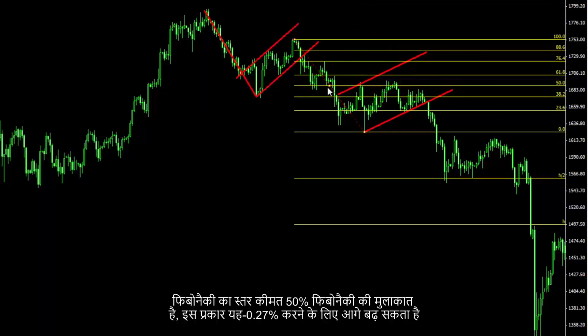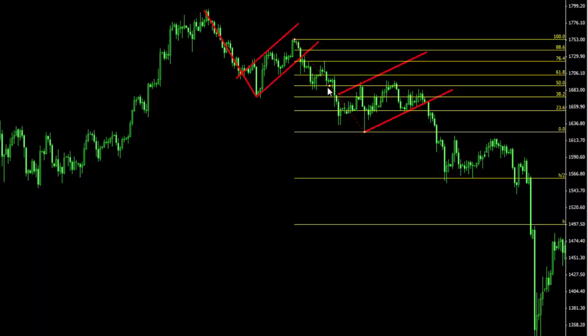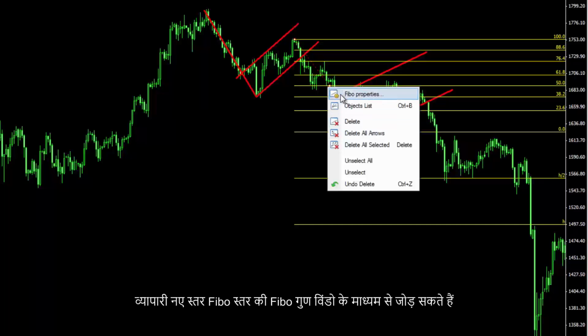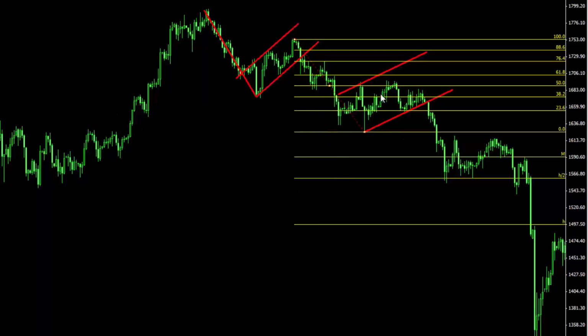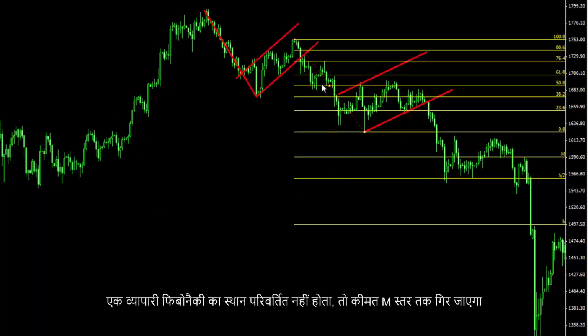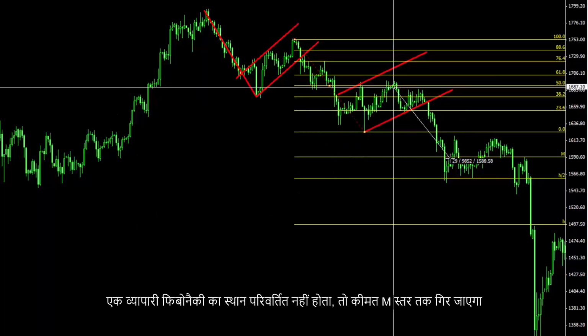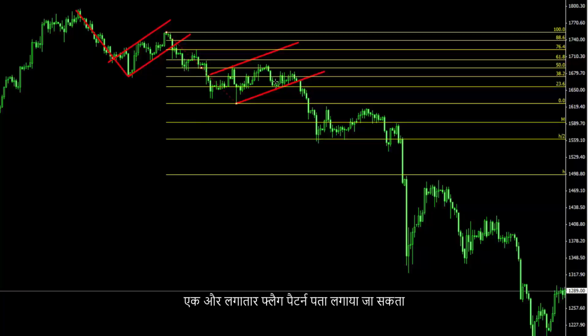Price has met 50% of Fibonacci, thus it may proceed to the minus 0.27 level of Fibonacci. A trader can add the new level through the Fibo levels of the Fibo Properties window. A trader can enter M in a description field. If a trader does not change the location of Fibonacci, price would fall to the M level. Another consecutive flag pattern can be detected.